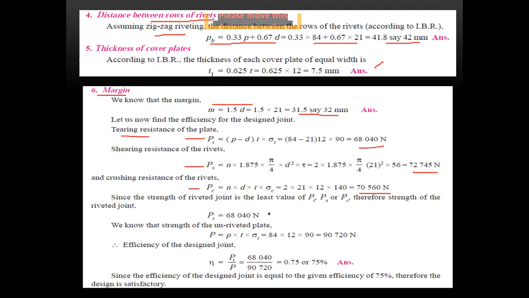So keep 68,040 aside. Now the strength of the unriveted plate P is equal to P into T into sigma. So that is 84 into 12 into 90, which is 90,720. Now 68,040 divided by 90,720. That is the efficiency, which is 75%. Since the efficiency of the designed joint is equal to the given efficiency, therefore the design is satisfactory. Okay, so like this we have to go about it.